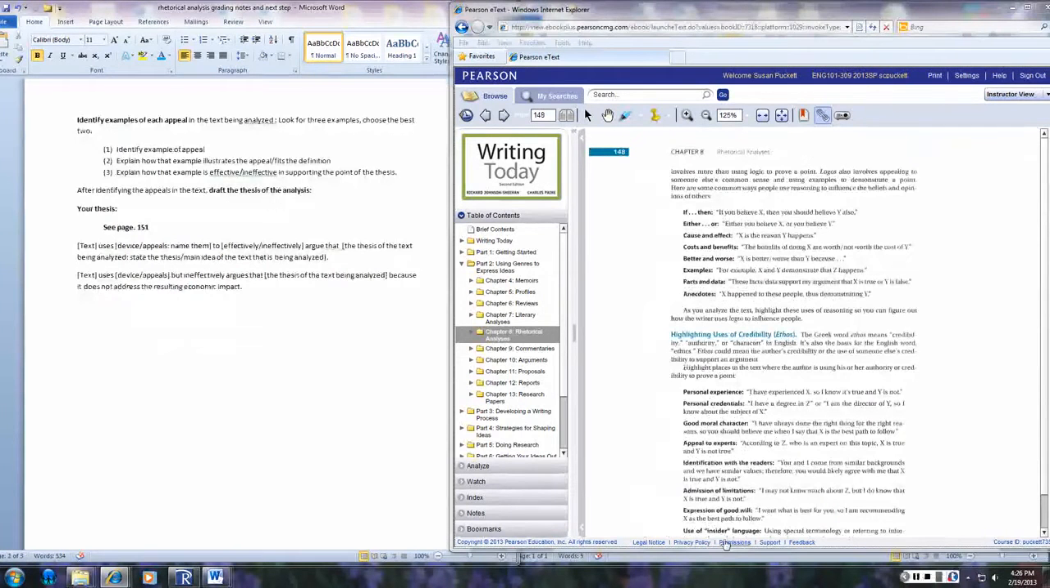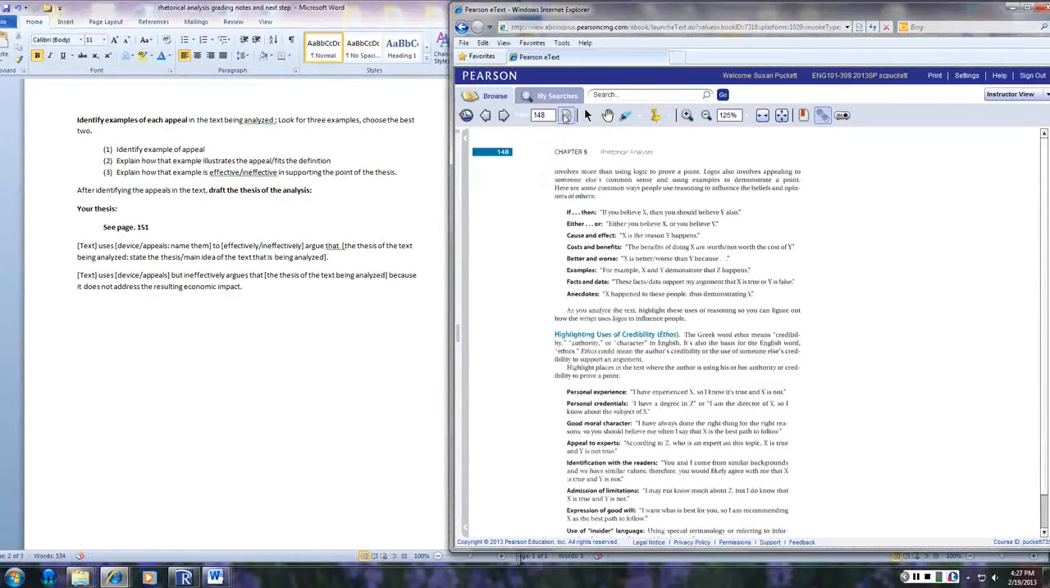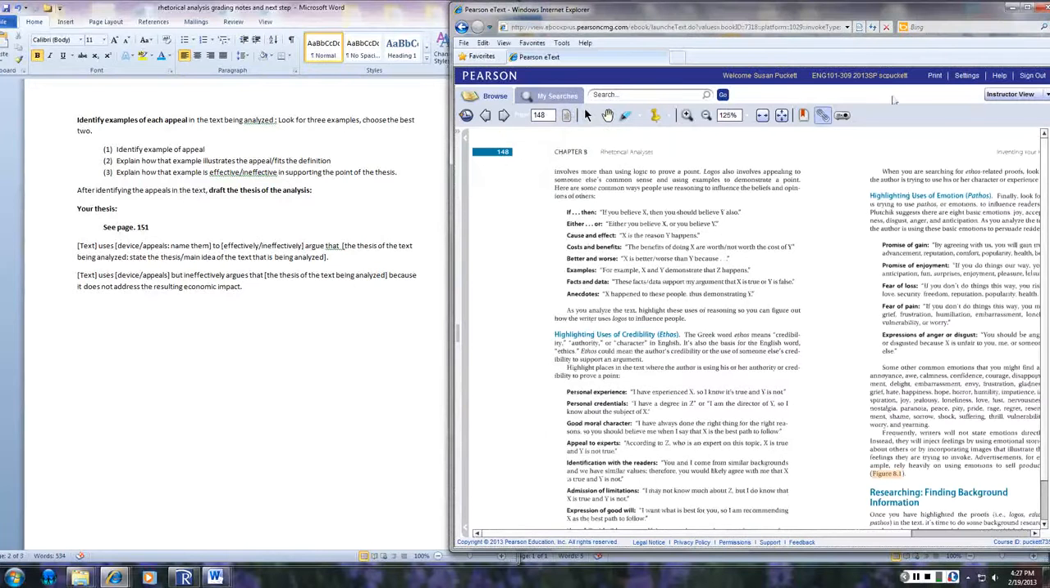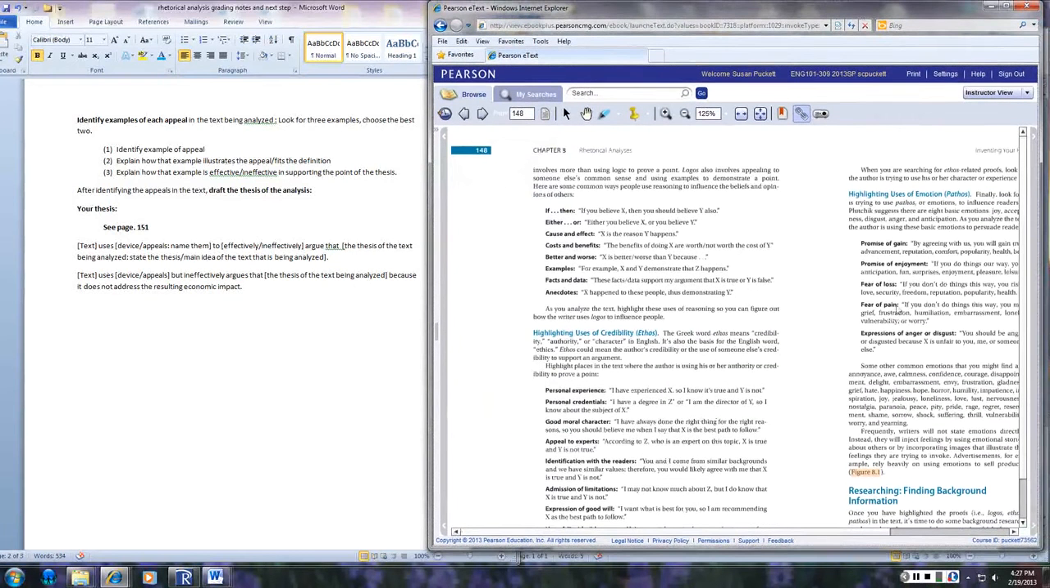Now, this is the point that everyone should have come to. You have a summary, definitions, a bibliographical citation. Now, the next step is making sure that you have actually identified examples of each appeal. You remember your textbook tells you what those examples may look like. This is what logos may look like. This is what ethos may look like. If I look at the next page, this is what pathos may look like in my text.